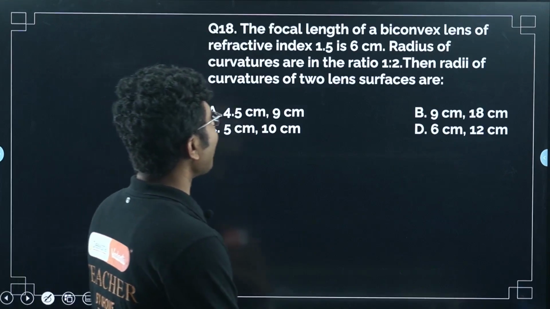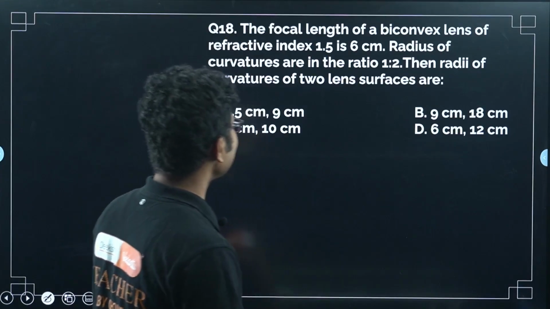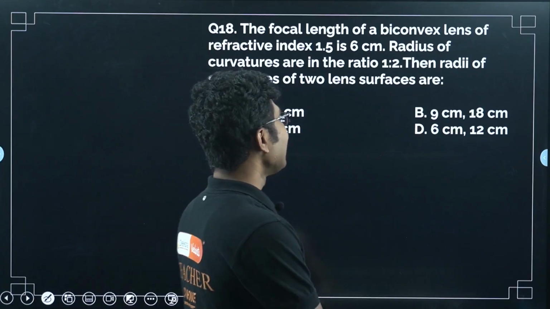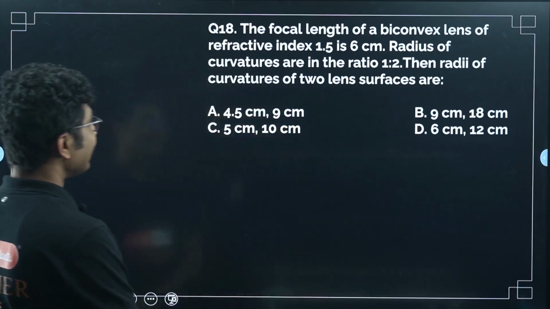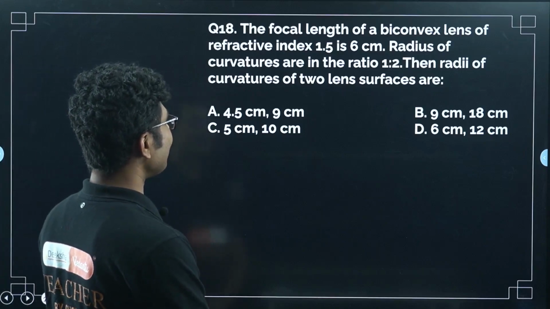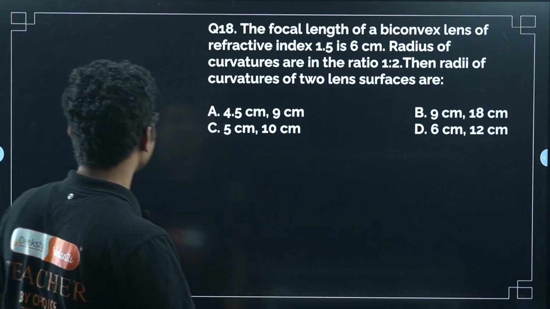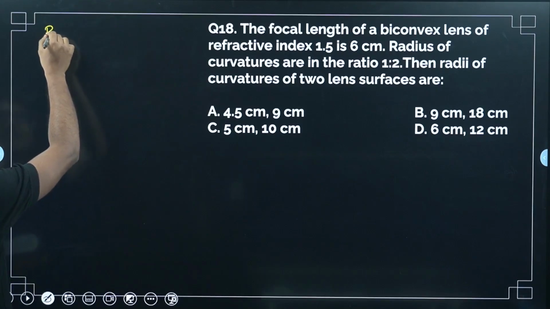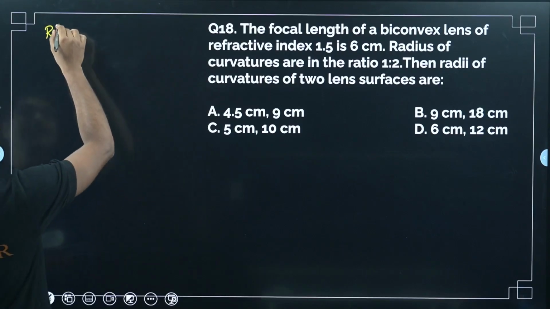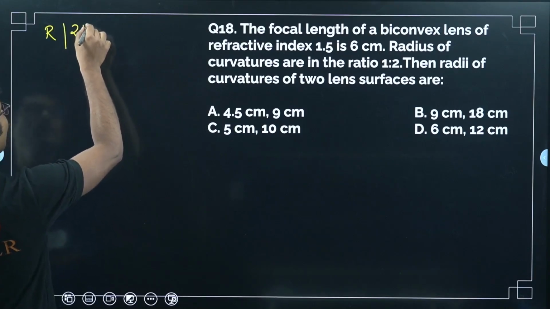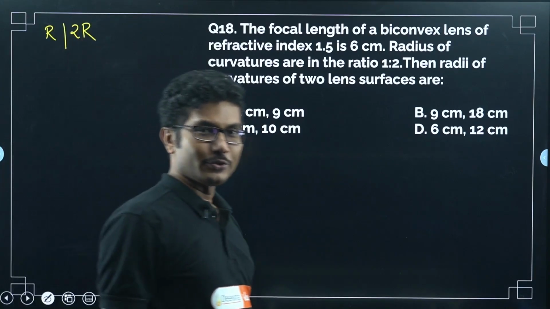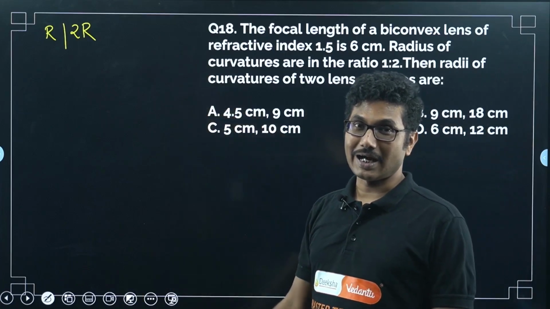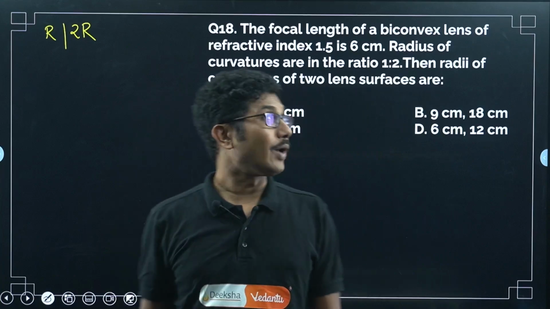The focal length of a biconvex lens of refractive index 1.5 is 6 centimeter. The radii of curvature are in the ratio of 1:2. Then the radii of curvature of the two surfaces are. Oh my god, very difficult question. So first of all, let us assume the radius of curvature of the first one is r. Okay. Then the second one will be 2r. Ratio is 1:2. So if we assume the first surface has radius of curvature r, then the second one will be 2r. Now what type of lens is it?